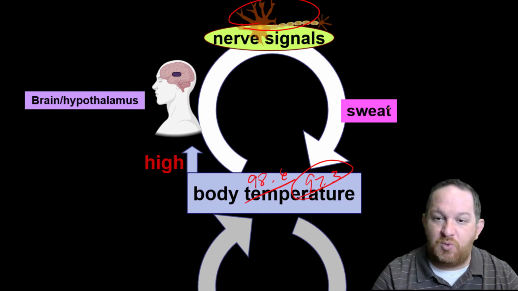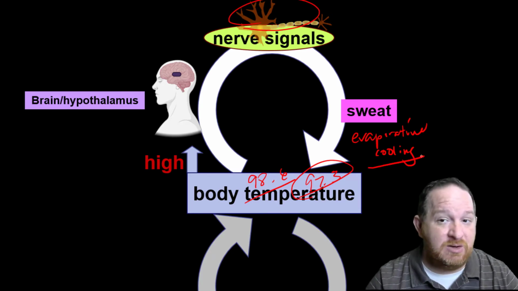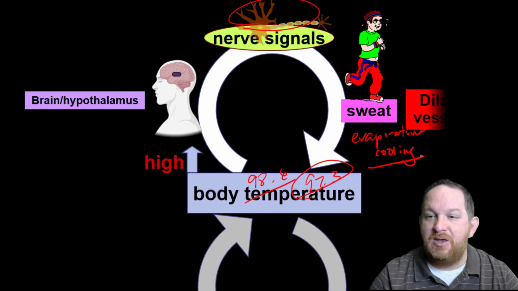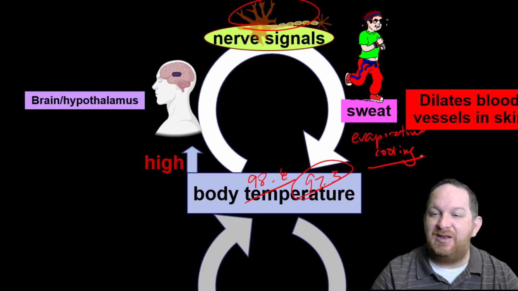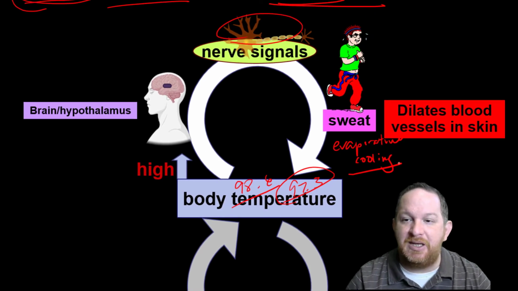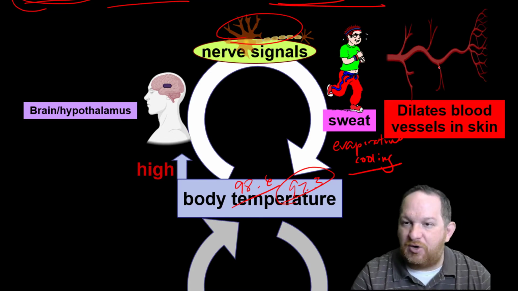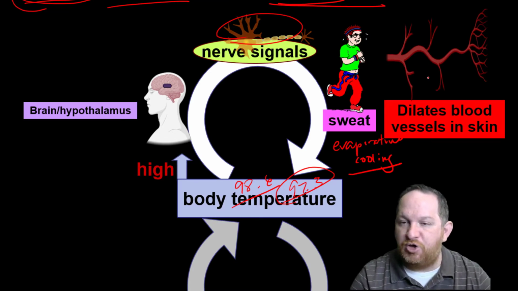One, you're going to start to sweat. Remember this idea of evaporative cooling: as the water leaves, it takes some of the heat with it. The other thing that's going to happen is that the blood vessels in our skin dilate, meaning they open up, they get a little thicker. There's a little more area or volume in them.